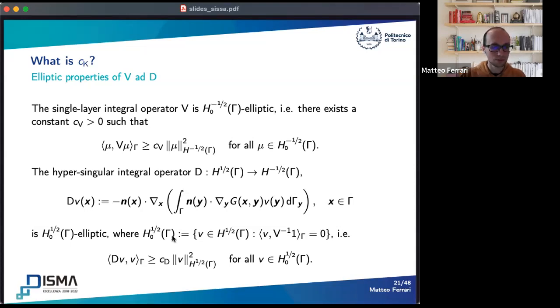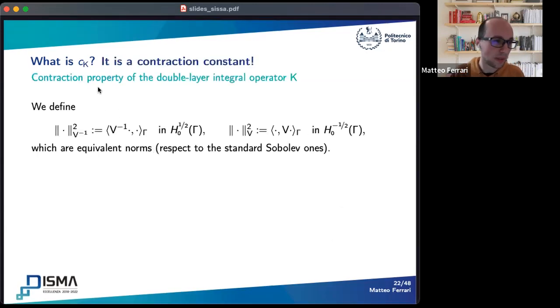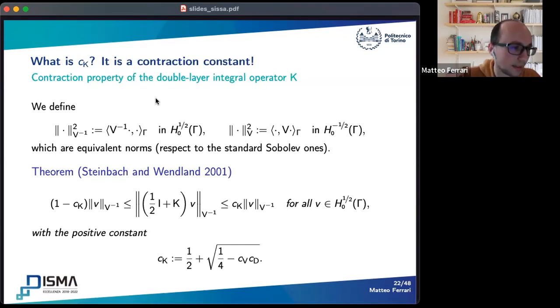This space, H zero one half, this is the definition, but we can observe that this is exactly the image of H zero minus one half with respect to V. In other words, V, the single layer operator, is an isomorphism between H zero minus one half and H zero one half, because this is elliptic. And with V, we can define two equivalent norms in these two spaces, with V and V minus one. We can look at this very important theorem by Steinbach and Wendland, which says that the shifted double layer operator is a contraction in this precise space with this precise norm, the V minus one norm. And finally, CK is the contraction constant of this operator. And this is the definition.